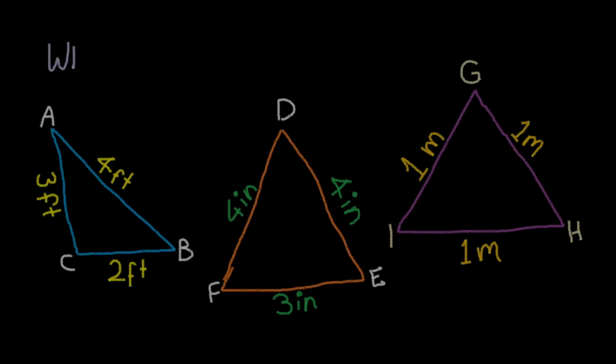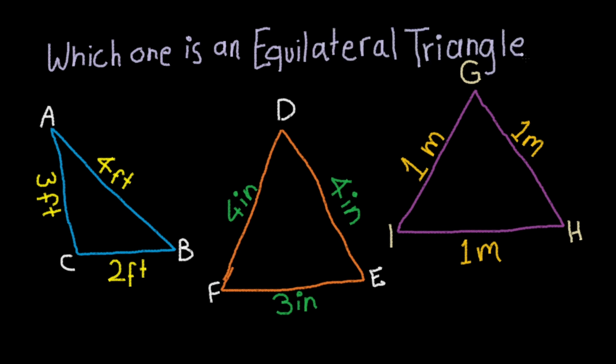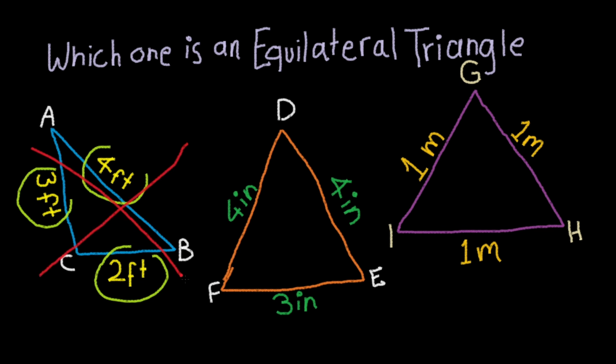Now, let's do an example question to better understand equilateral triangles. Which of the triangles below is an equilateral triangle? Can you find it? Let's try it together. The triangle ABC we see here has sides measuring 2 feet, 3 feet, and 4 feet. Each one of its sides has a different length, so ABC cannot be classified as an equilateral triangle.